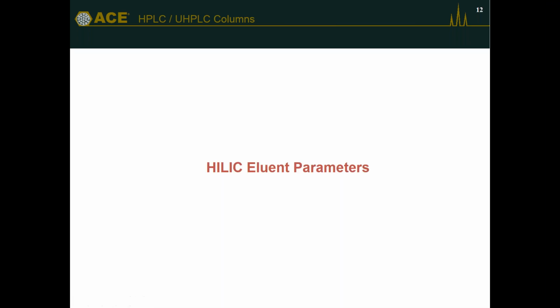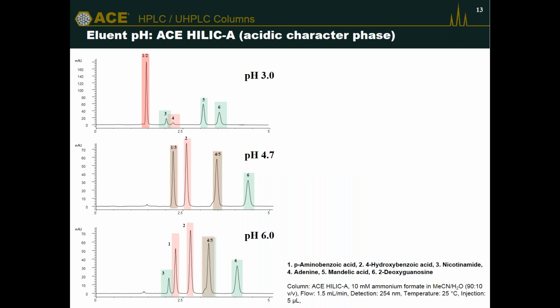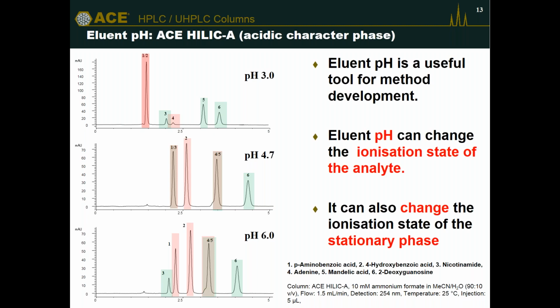Okay, so let's look at some HILIC eluent parameters. So for instance, pH. pH can be very powerful in chromatography in reverse phase and also in HILIC. In HILIC, the mobile phase pH affects your analyte ionization and also the stationary phase ionization as well. And we can see on this particular separation of 6 components with acids, bases, and neutrals, this is on a single column, the acidic base column, you can see we get differences in retention time and elution order depending on the 3 different pHs. So pH can be very useful for method development.